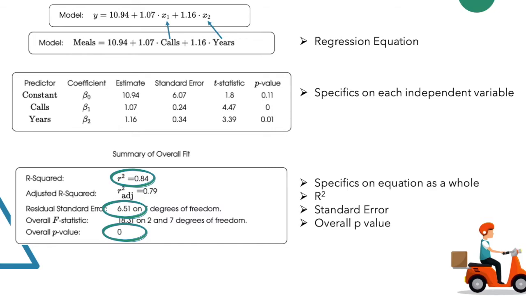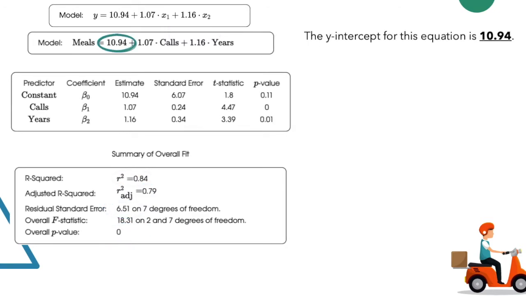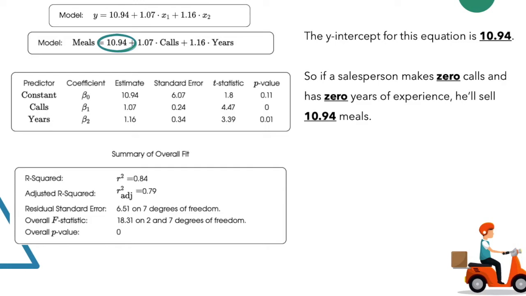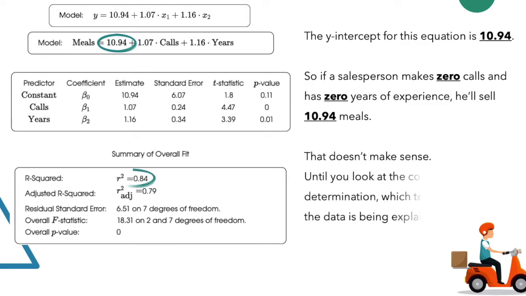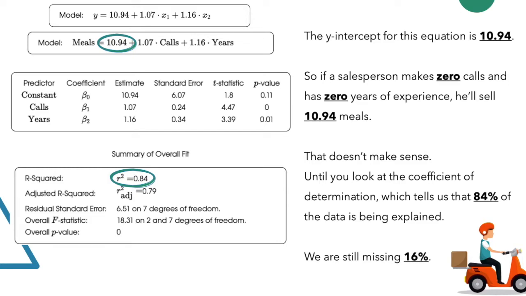Okay, let's go look at the equation itself. The y-intercept for this equation is 10.94. So if a salesperson makes 0 calls and has 0 years of experience, he'll sell 10.94 meals. Well, that doesn't really make any sense until you look at the coefficient of determination, which tells us that only 84% of the data is being explained. We are still missing 16%.